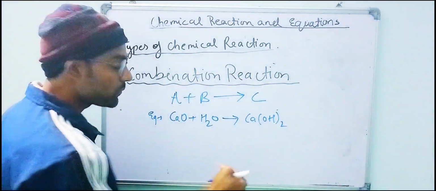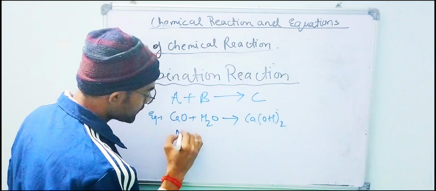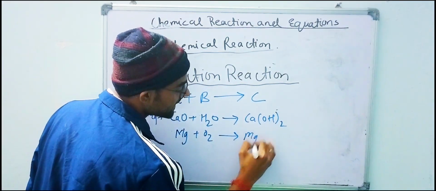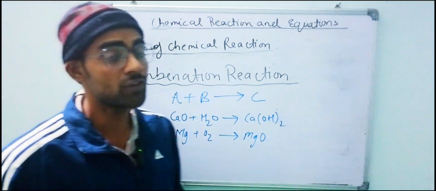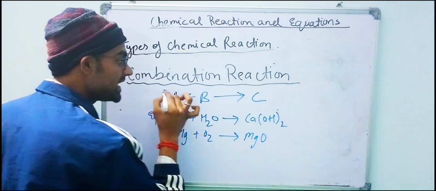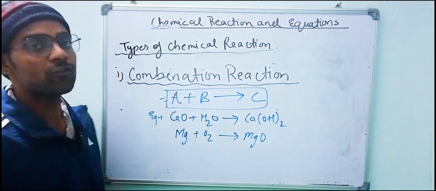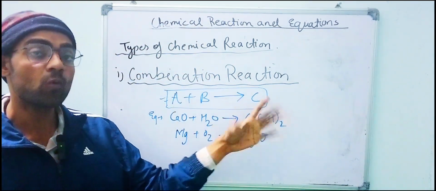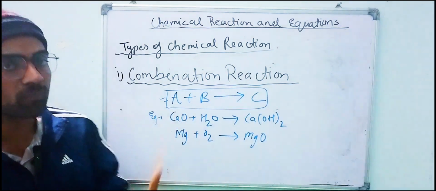And we can take one more example. Previously we have discussed magnesium oxide: magnesium plus oxygen produces magnesium oxide. So this is also an example of a combination reaction. And this is the format of a combination reaction which we have to remember: when on the reactant side two elements react and produce only one new product, this is known as the combination reaction.